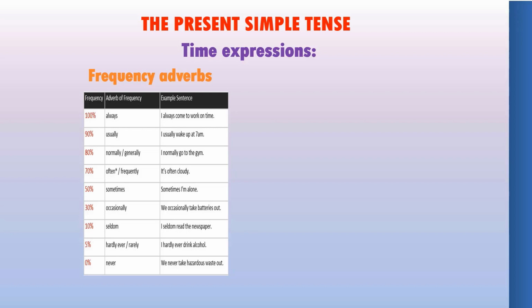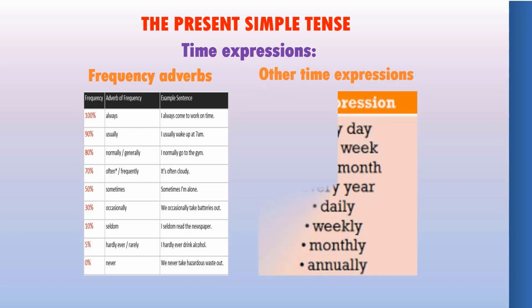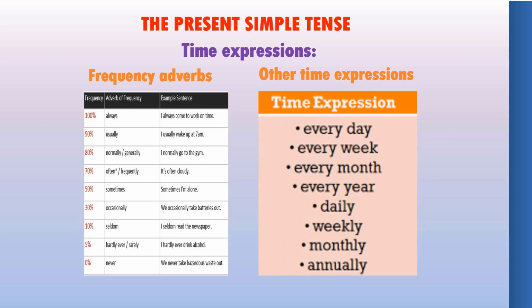So we use frequency adverbs in these sentences, and you can look at the example sentences in the table in the last column, and here you've got the sentences which show where the subject is, where the frequency adverb is, and where the verb is to follow. Okay, so the other time expressions we've got are every day, every week, every month, every year, daily, weekly, monthly, annually. Again, there is a pattern here, but the only difference is the position of the other time expressions in the sentence.